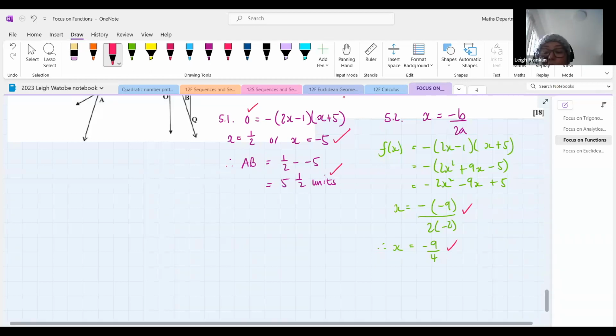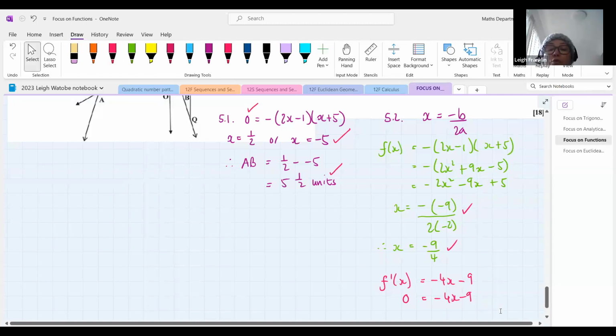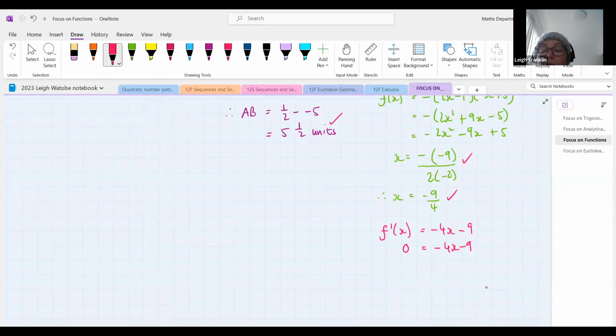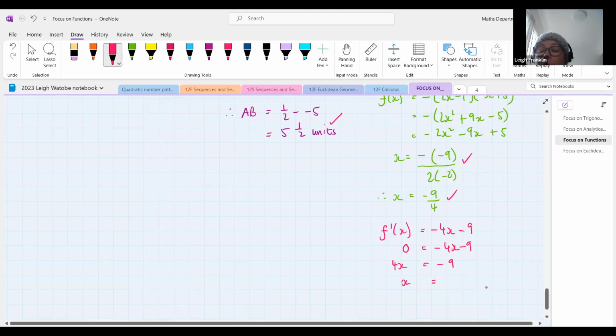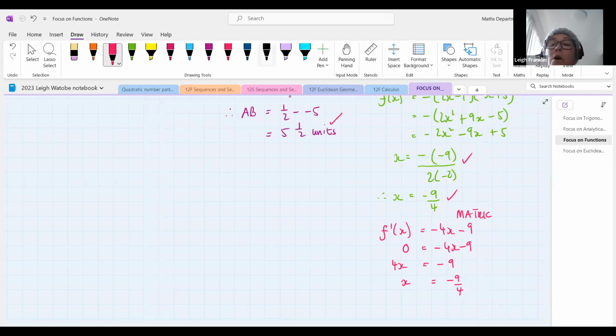Matrics, what you could do is find the derivative. You would end up with negative 4x minus 9. At the turning point, the gradient is 0. Then you can take that minus 4x over to the other side. It would become positive 4x equals negative 9. Then when you divide by 4 on both sides, you'd get the same answer. So this is for the matrics because I've used calculus.